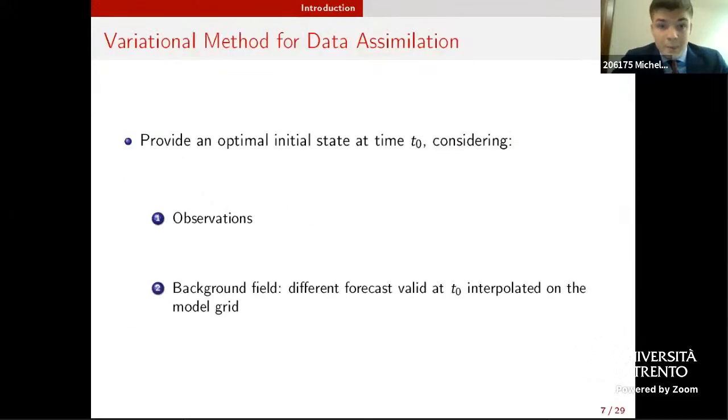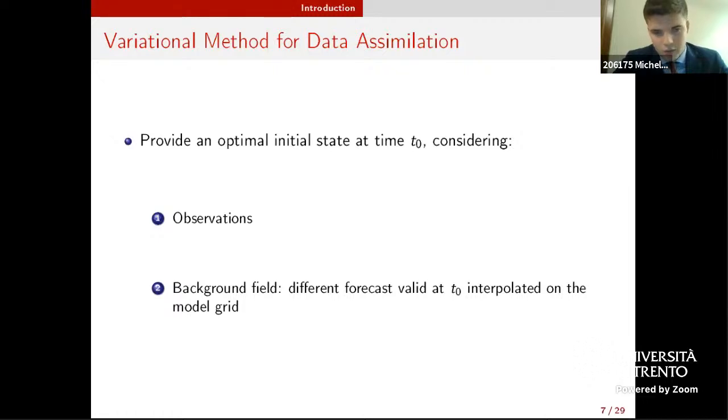But what is the variational method for data assimilation? The variational problem consists in finding an optimal initial state at the start time for the forecast, let's call it T0, minimizing a scalar function, the so-called cost function, which considers firstly the observations to be assimilated.